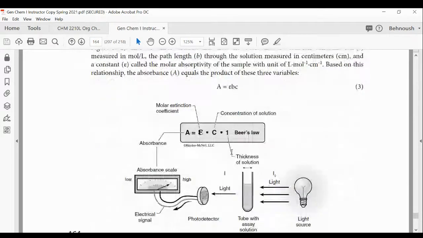And experimentally, we are going to make a few solutions with different concentrations, the same solution with different concentrations, and then place the solutions with different concentrations in the sample holder, pass the light through the sample, and read the absorption. When you read the absorption, that absorption has to do with concentration. Okay, this is Beer's law.